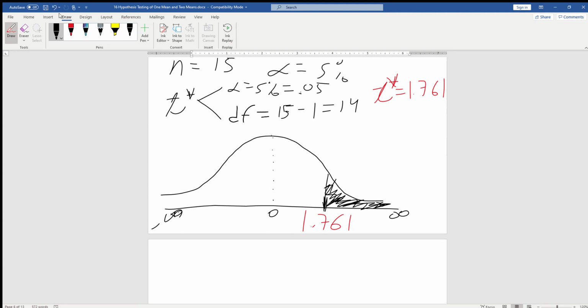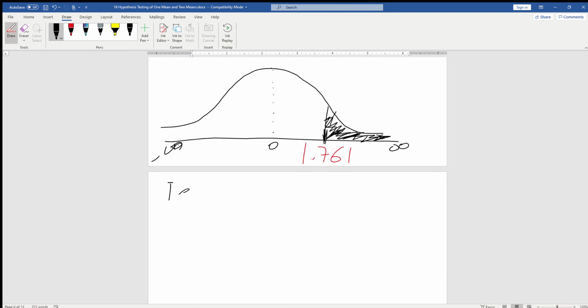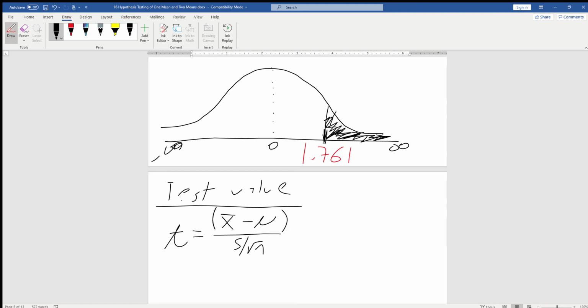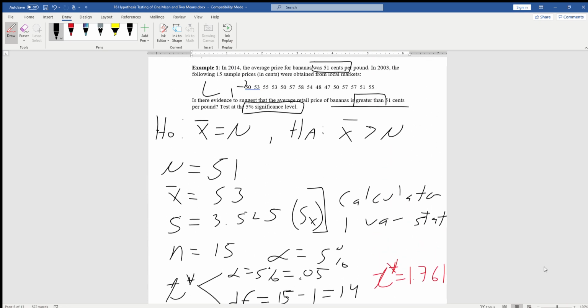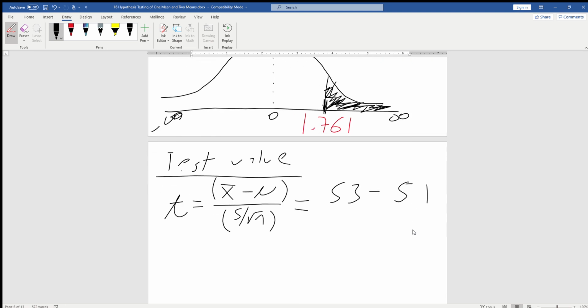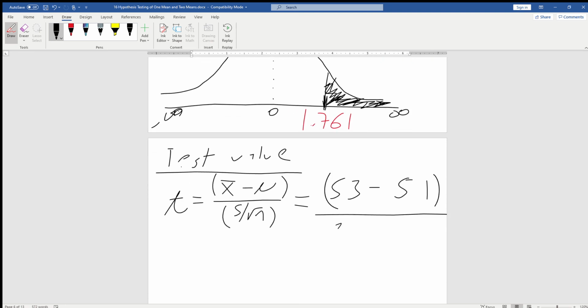Fourth step, compute the test value. To get the test value, our formula is t equal to x bar minus mu over s over square root of n. We're going to put parentheses around everything. Remember that x bar was 53, mu was 51, and all I'm doing is going up top and getting these from our data. We know that s is 3.525, and then finally n is 15. Try not to use that degrees of freedom, 14. Don't forget that n started out as 15.